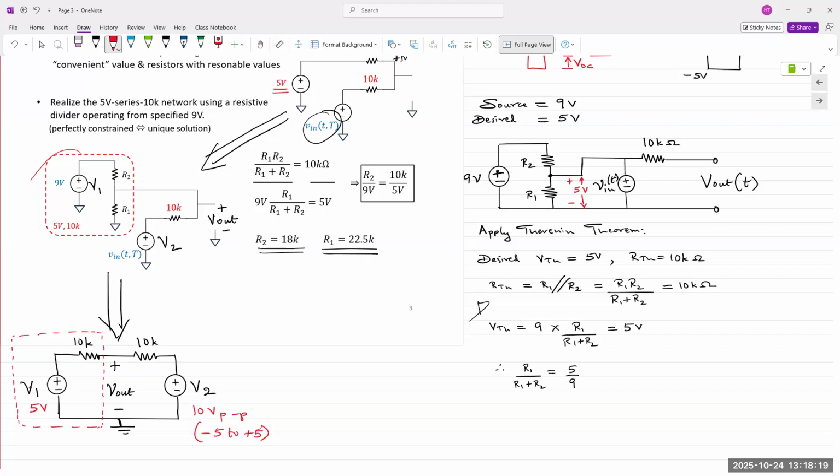And then the step after that is that we don't have a 5 volt source. We only have a 9 volt source. So then how do we obtain 5 volts from 9 volts? And that's inside the red box. That's complete. That's the step after that. Okay. So we are not worried about that right now.